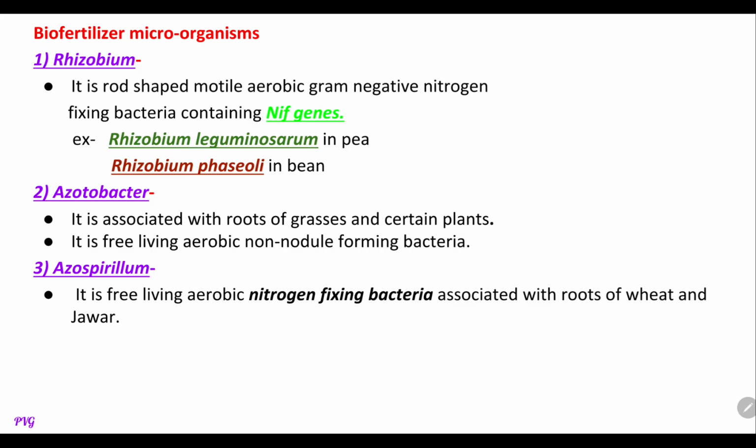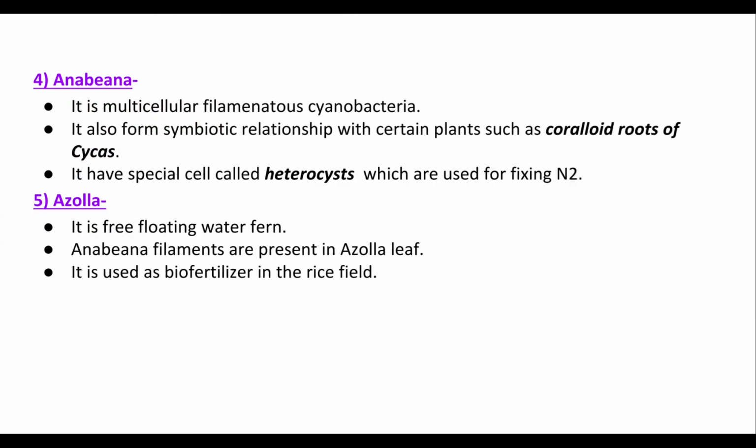Then the third example, Azospirillum. It is a free living aerobic nitrogen fixing bacteria associated with roots of wheat and jowar. It is found more in jowar and wheat. It fixes a considerable quantity of nitrogen in non-leguminous plants such as cereals, millets, cotton, oilseeds, etc. Jowar and wheat are the main ones, but there are other examples. The next example is Anabaena.